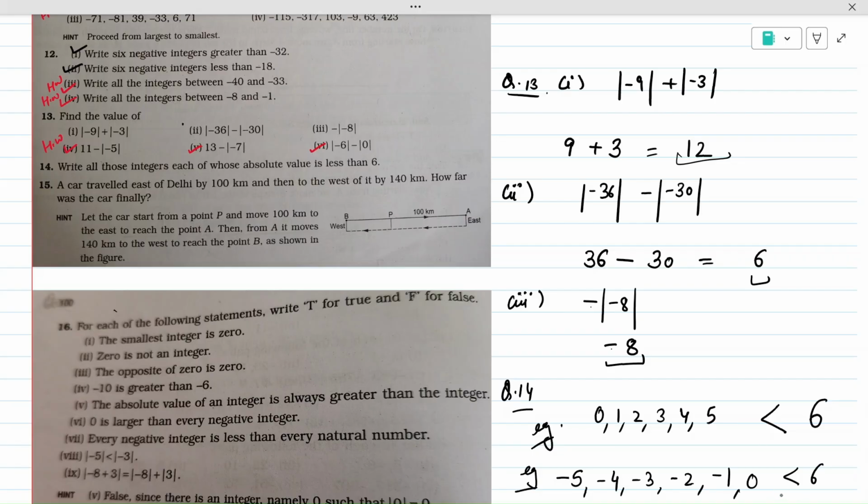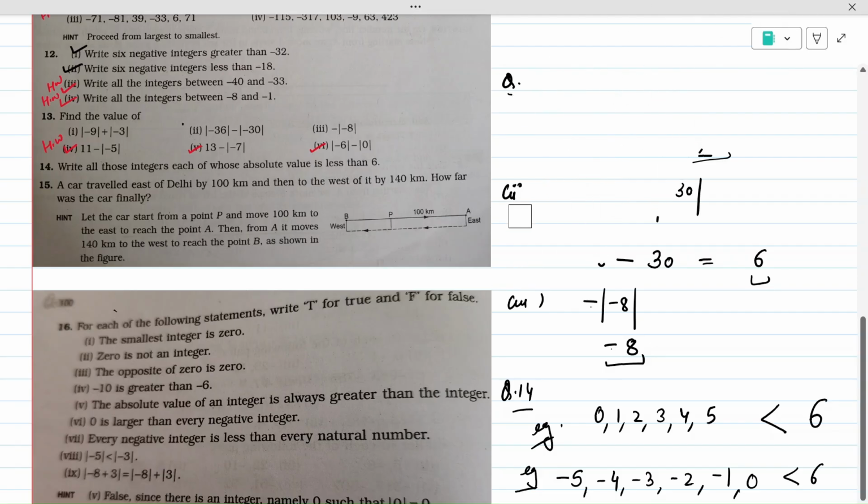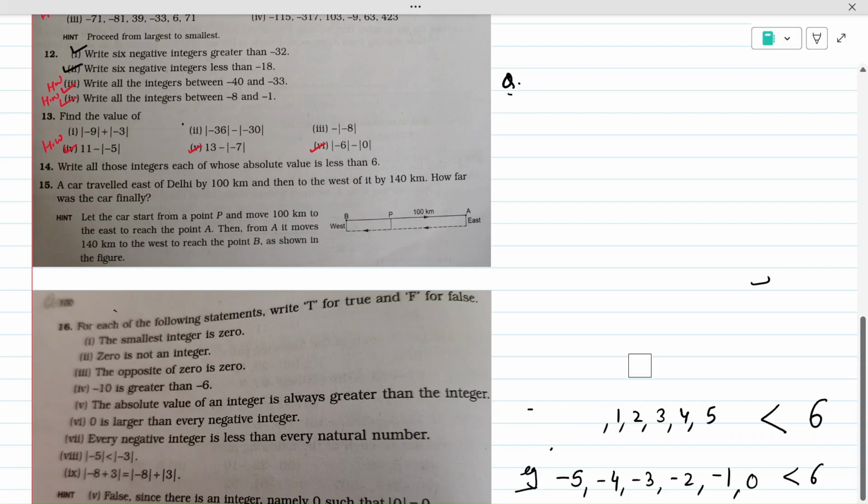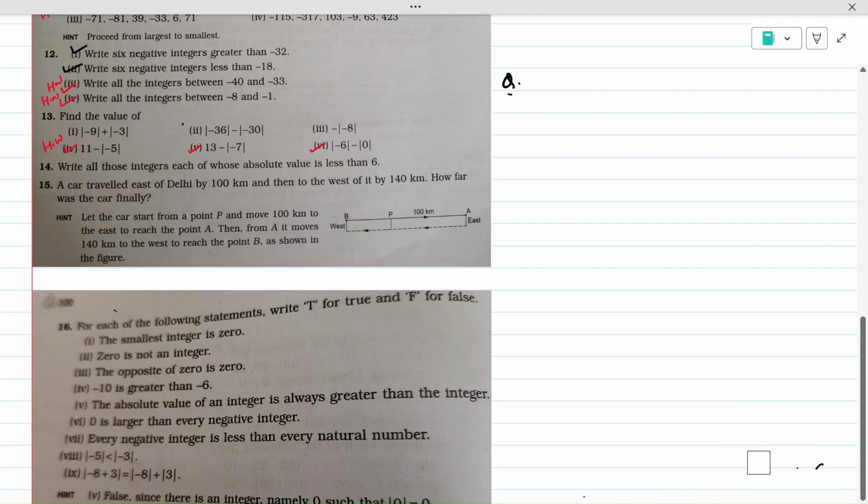And they will again be less than 6. Okay, so this is how we have to do these questions. Now, in the next question, we have a word problem where it is written that a car traveled east of Delhi by 100 kilometers and then to west of it by 140 kilometers, and how far was the car finally. So let us pick this question, kids.